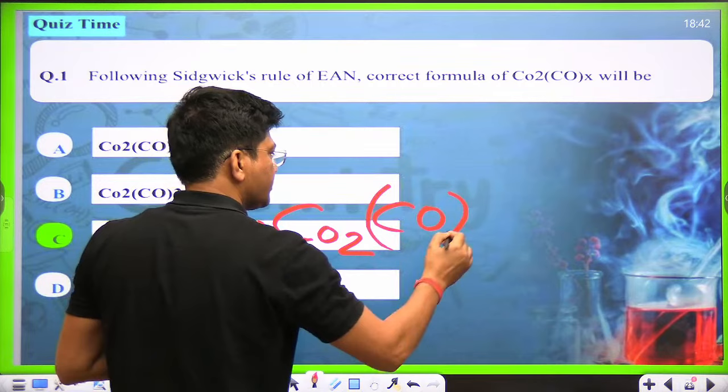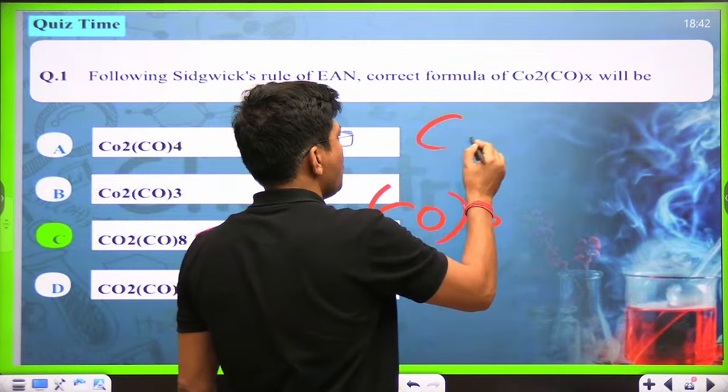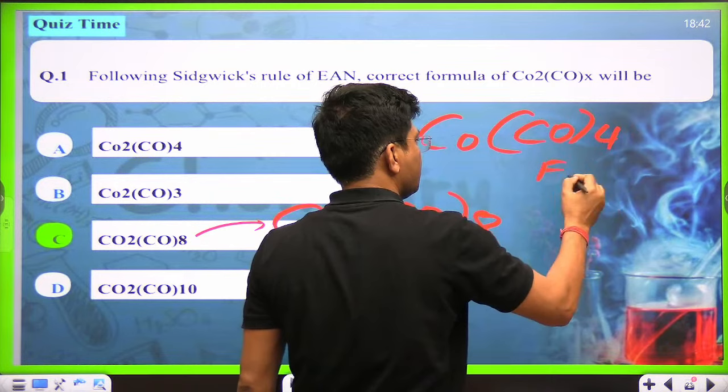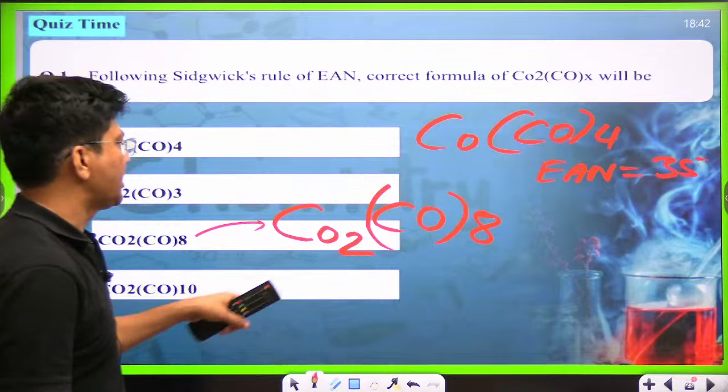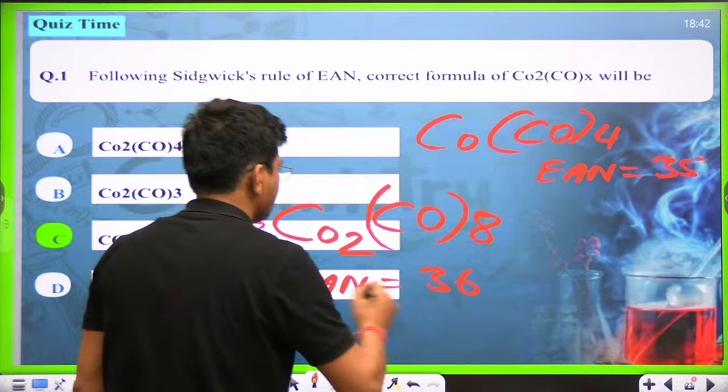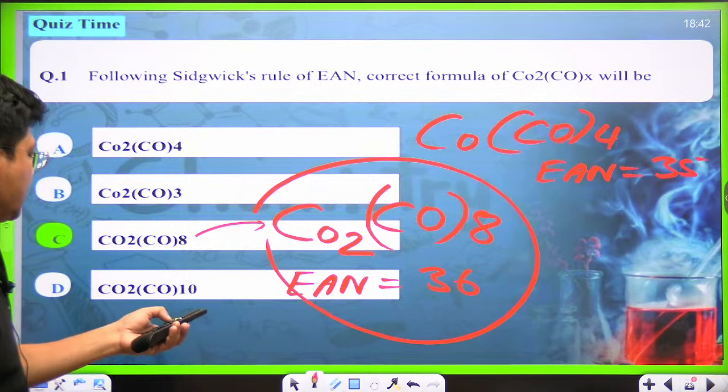Right now I have told you that Co(CO)4, its effective atomic number was coming how much? 35, and that's why it has undergone dimerization, so that its effective atomic number should come out 36, and this compound is going to get noble gas configuration, and it will become 36. Now another question, kids.